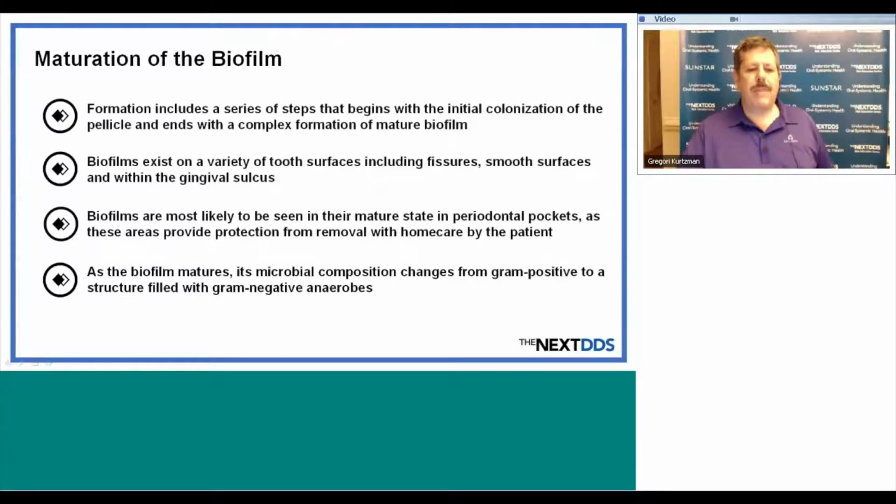So, maturation of the biofilm. Formation includes a series of steps that begins with the initial colonization of the pellicle and ends with a complex formation of a mature biofilm. Biofilms exist on a variety of tooth surfaces, including fissures, smooth surfaces, and within the gingival sulcus. Biofilms are most likely to be seen in their mature state in periodontal pockets, as these areas provide protection from removal by home care by the patient.